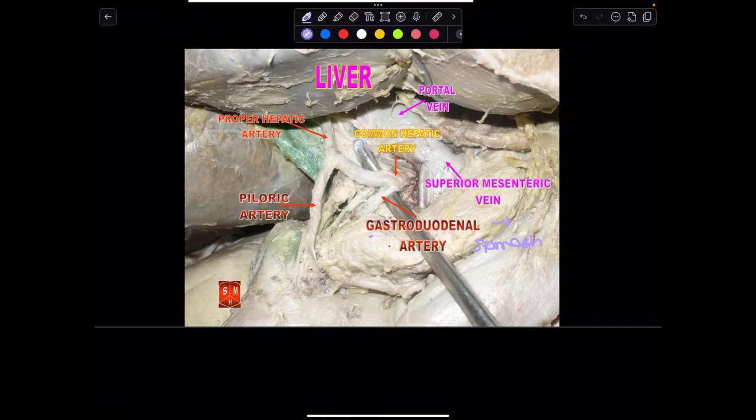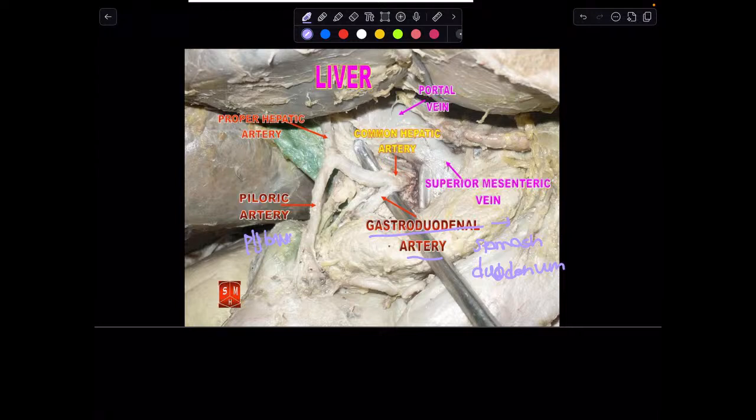So, gastroduodenal supplies duodenum and stomach. Exactly. The gastroduodenal artery supplies the stomach's pyloric region and the first part of the duodenum. It ensures these areas receive oxygenated blood. Whereas the pyloric is the pylorus. Yes, the pyloric artery specifically supplies the pylorus, which is the region of the stomach that connects to the duodenum.